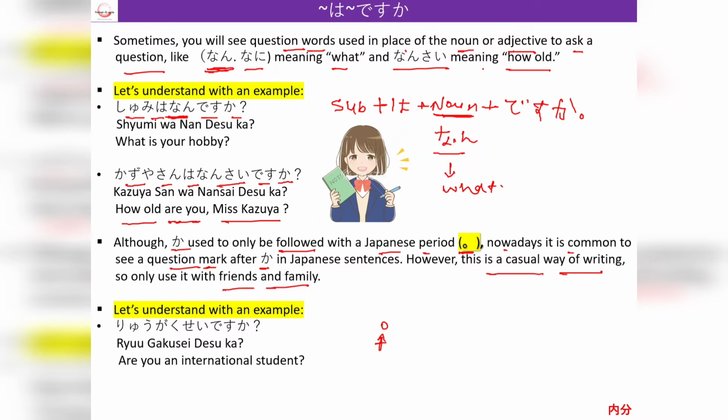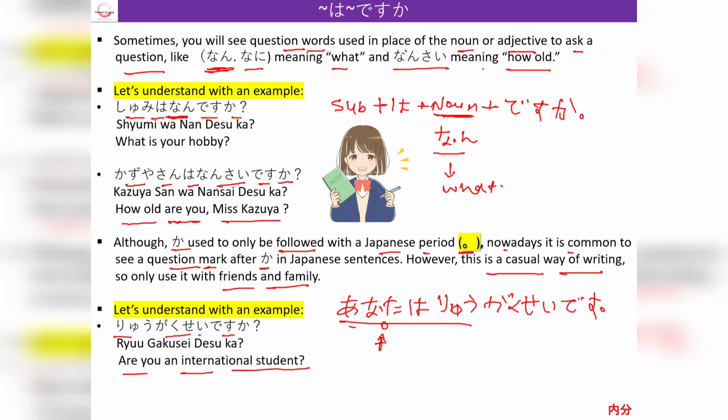So here is one more example with casual writing. Ryugakusei desu ka? Here we have omitted the subject. If we want to use the subject, then our sentence would be like this: Anata wa ryugakusei desu ka? So our translation would be: are you an international student? Ryugakusei means international student.